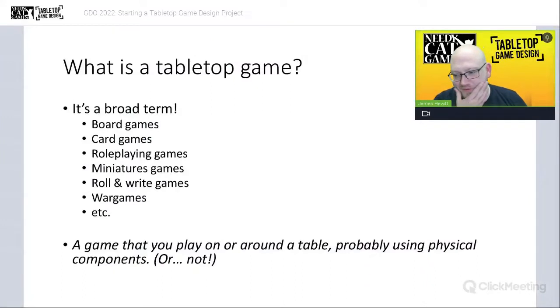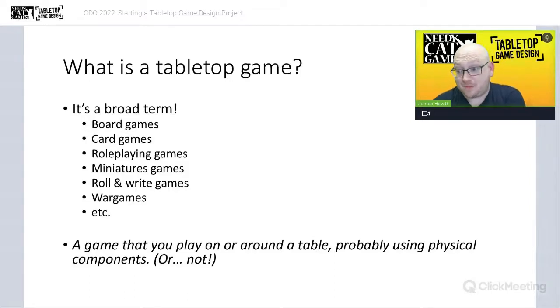Let's just recap some things we talked about last week. So first of all, what is a tabletop game? All sorts of things. The stuff that we do is primarily geared around tabletop board games, but equally we use the same process for designing role-playing games. We use it for designing card games. I've used it for various other things.